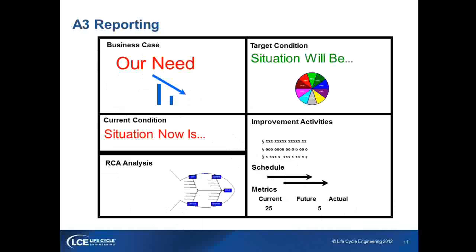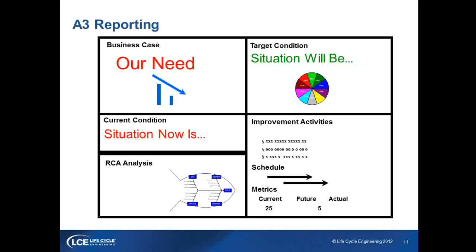Sure. So we'll just go back to the slide here. The reason it's called an A3 is it came out of the lean Toyota production system methodology, and an 11 by 17 sheet of paper in Europe is called an A3. It's an equivalent size. An 8.5 by 11 sheet of paper isn't large enough to fit all of this information on it, so it needs to be a little bit bigger, so that's where the name came from.